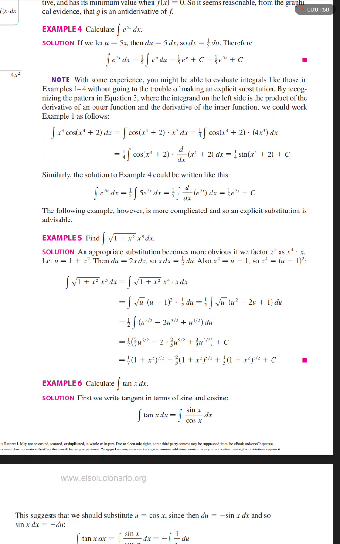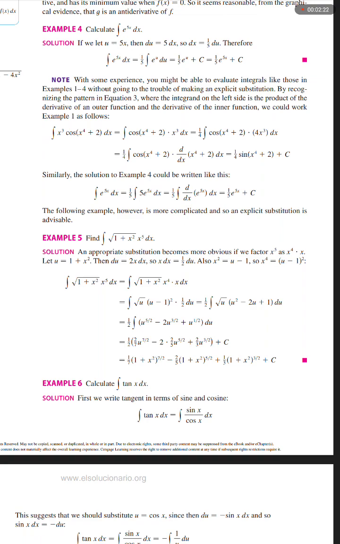Similarly, the solution to example 4 could be written like this. The integral of e to the power of 5x dx equals 1 over 5 the integral of 5 times e to the power of 5x dx, equals 1 over 5 the integral of d over dx open e to the power of 5x close dx, equals 1 over 5 e to the power of 5x plus big C. The following example, however, is more complicated, and so an explicit substitution is advisable.